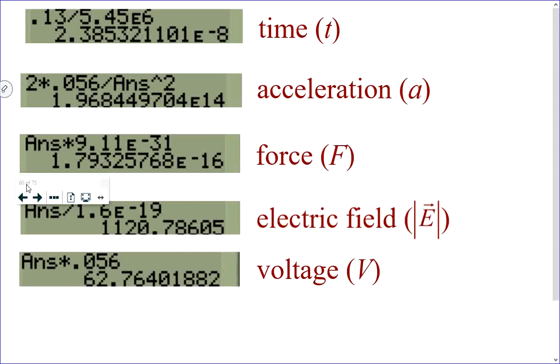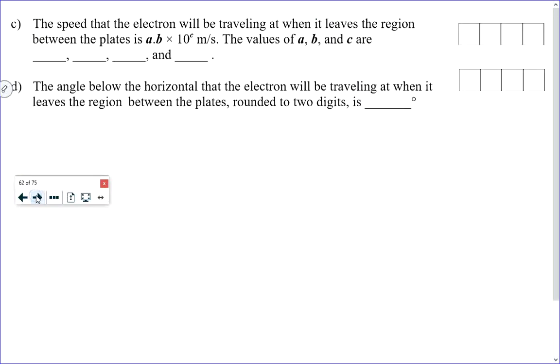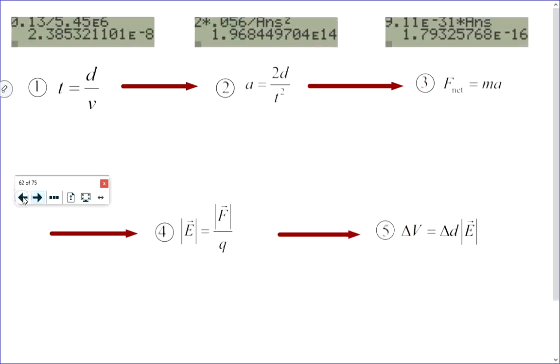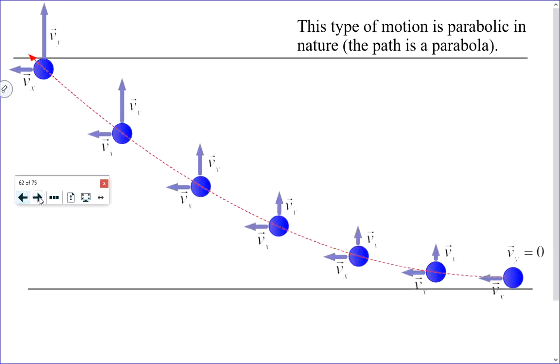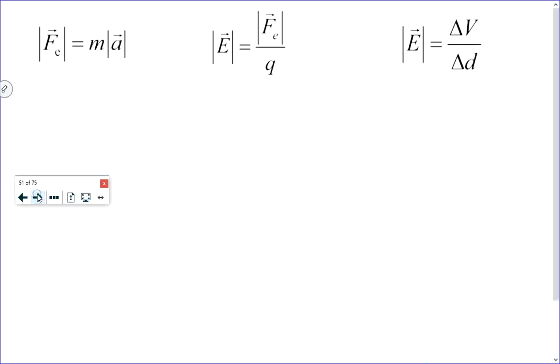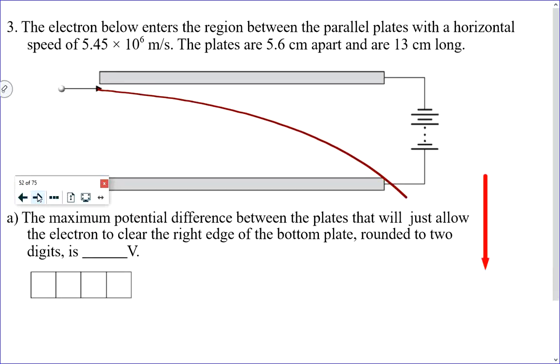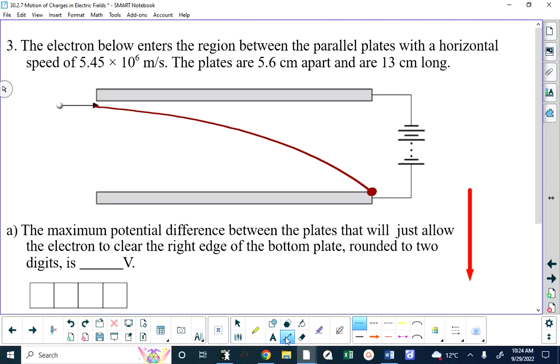Okay, I'm going to do one more part to this question. So the two physics principles are 0, 1. Question C says, what speed will the electron be traveling at when it leaves the region between the plates? And D says, what angle will it be traveling at? So if I go back to my diagram, at this point right here, the electron is leaving the region between the plates, and I hope you would agree it's traveling in that kind of direction.